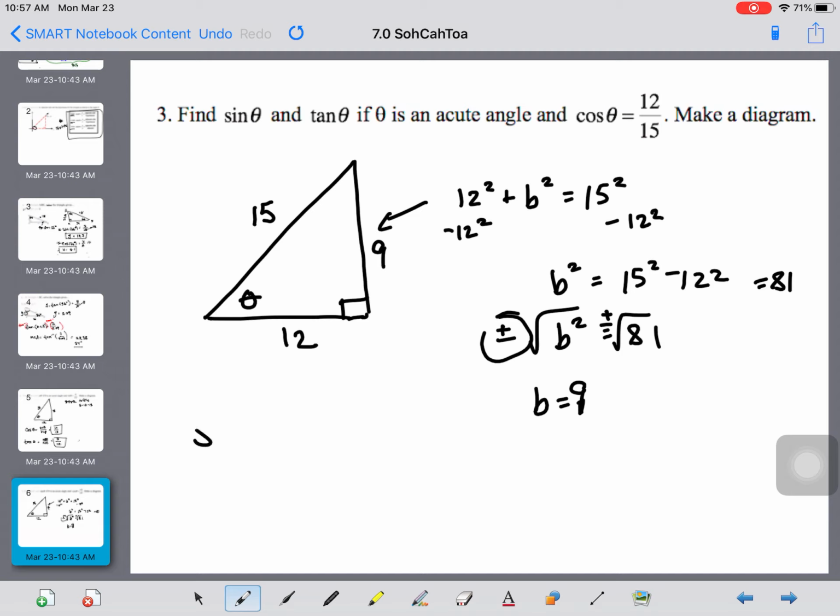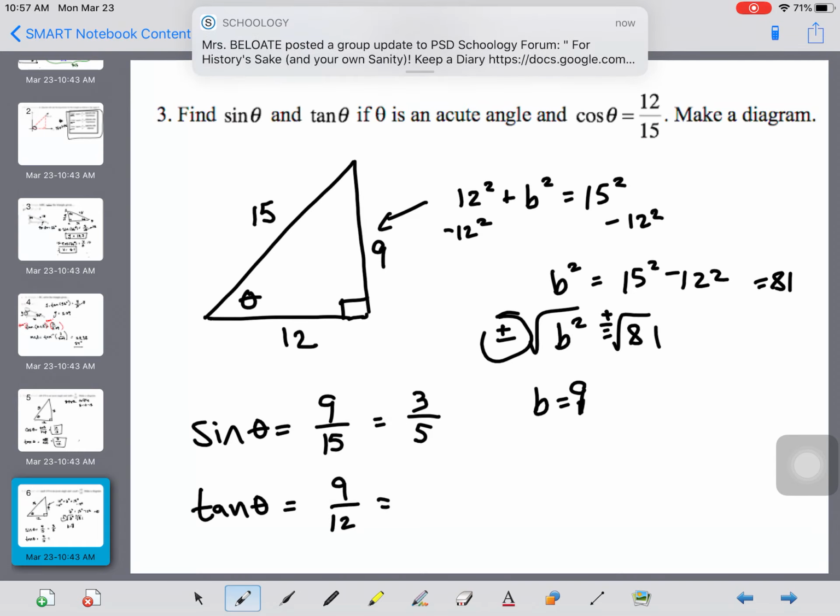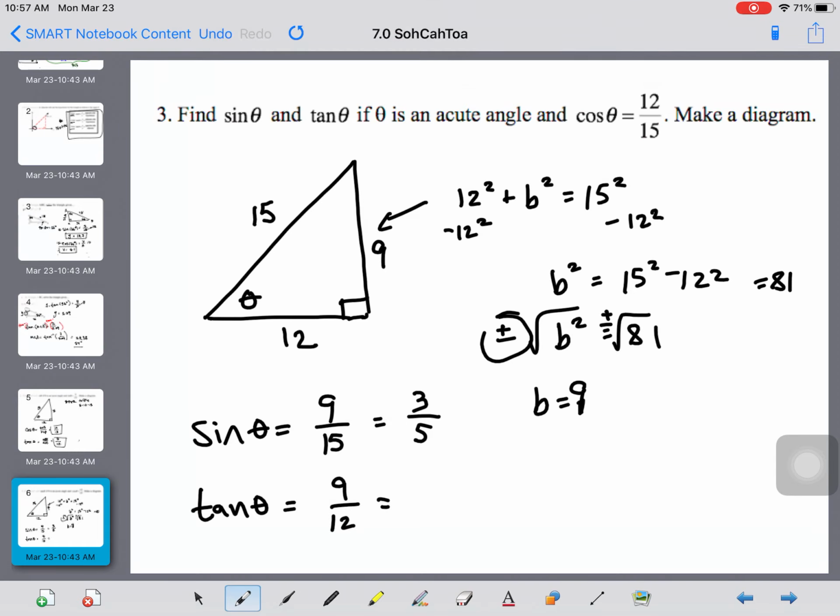So now that I have that, if I want to find sine of theta, I'm going to say 9/15, which can be simplified, divide out 3. And tangent of theta, 9/12, I can again divide out 3. So here I have 3/4. Okay.